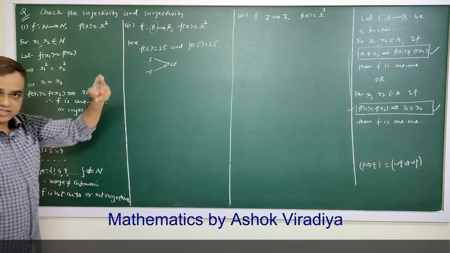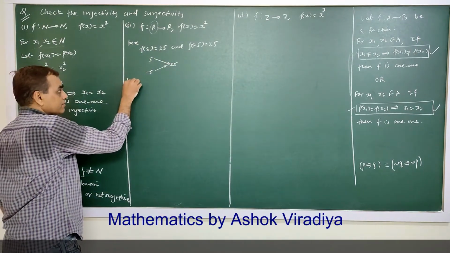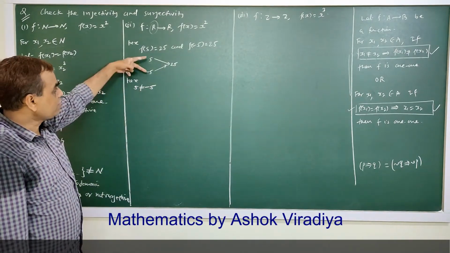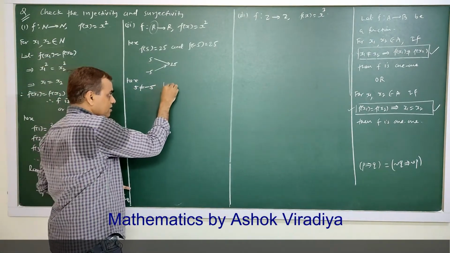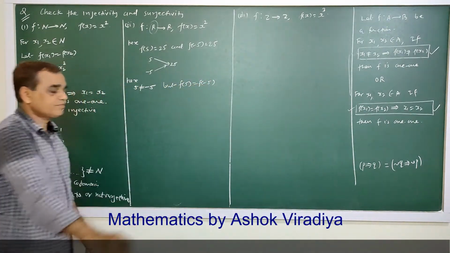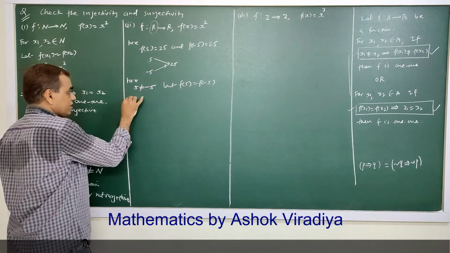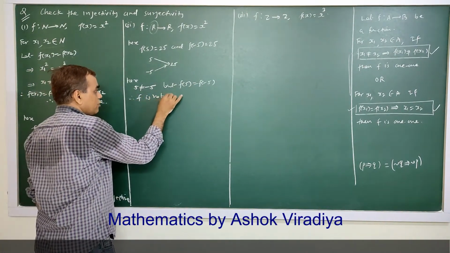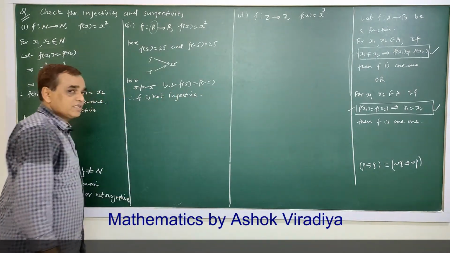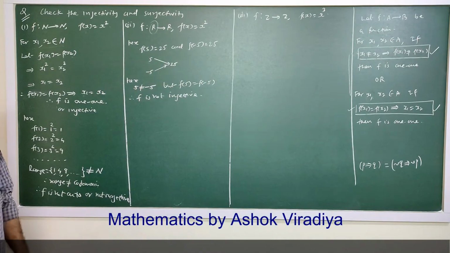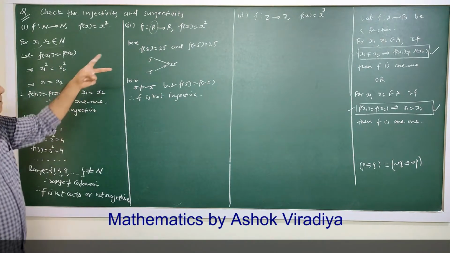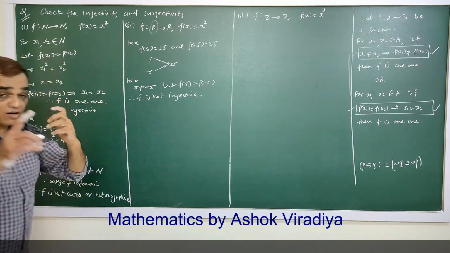Many one. Here 5 is not equal to minus 5. x1 not equal to x2, but f of x1 equal to f of x2. So this function is not injective, or it is not one-one function. This is a many one. x1 not equal to x2 does not imply f x1 not equal to f x2. Many one or not one-one or not injective.